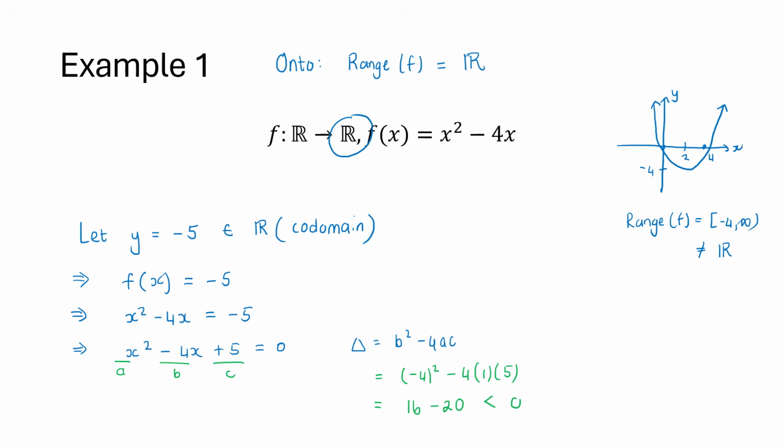And we know if delta is negative, it means there are no solutions to this equation. So no solutions. This means we cannot find an x in the domain that maps to -5. So this function is definitely not onto.